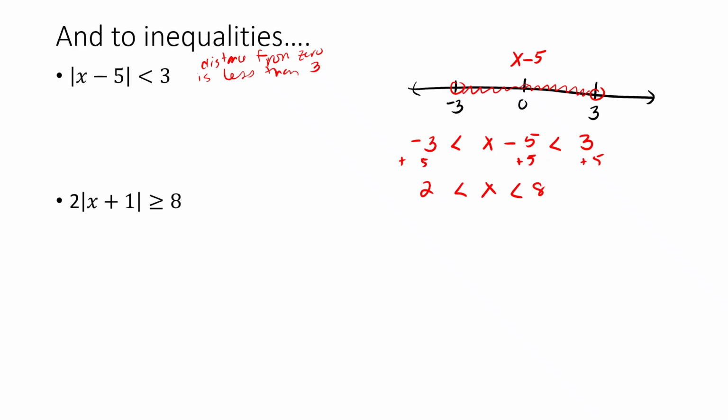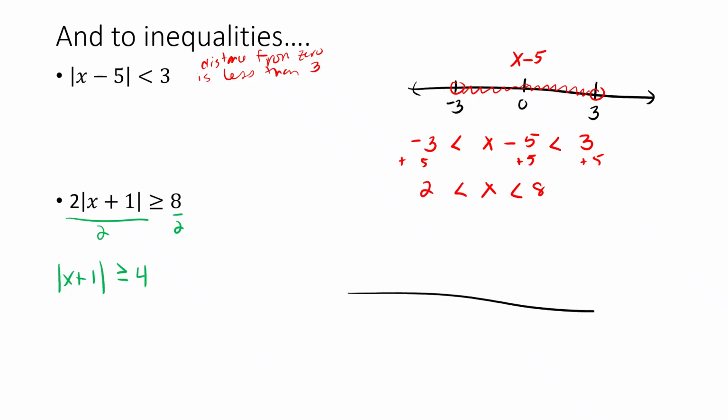So this is similar to the other one. Like I said before, you want to make sure that you are isolating the absolute value. Before we deal with distance from 0, we want to make sure that distance from 0 is the only thing that we are looking at here. And that's not the case here. We have a ×2 right there. So the first thing we want to do is undo that multiplication by dividing both sides by 2, so that we have the absolute value of x plus 1 is greater than or equal to 4.